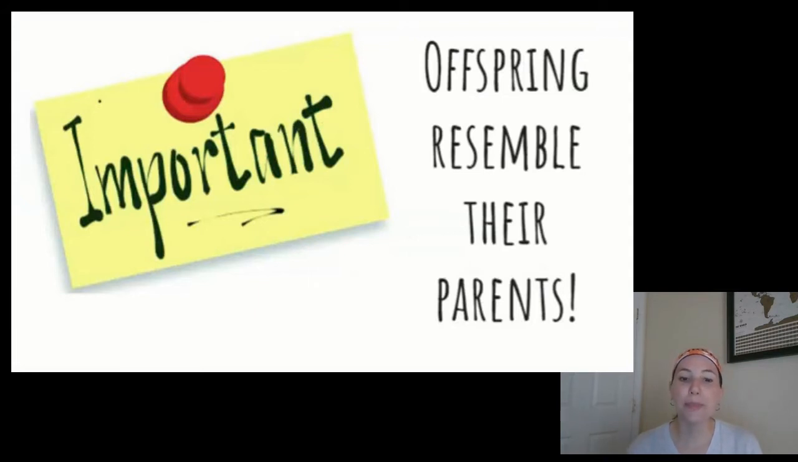The word resemble means that something looks or acts like something else, so they're similar. So if offspring resemble their parents, that means the children are like their parents. Make sense?